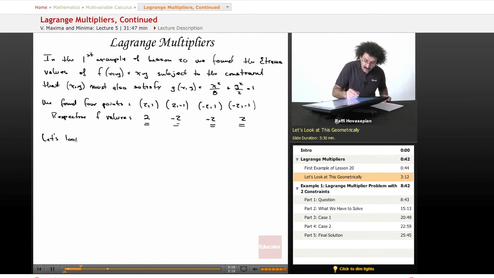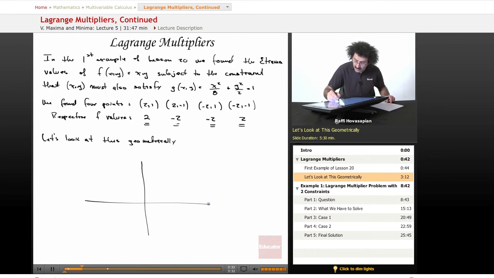Let's look at this geometrically. I'm going to draw a little xy plane here. Again, we're looking for points (x,y) in the xy plane that maximize the function xy, but that also happen to lie on the ellipse. If you do the level curves of xy, in other words xy equals some constant, xy equals 3, xy equals 2, xy equals 5 halves, whatever, you're going to get a series of hyperbolas.